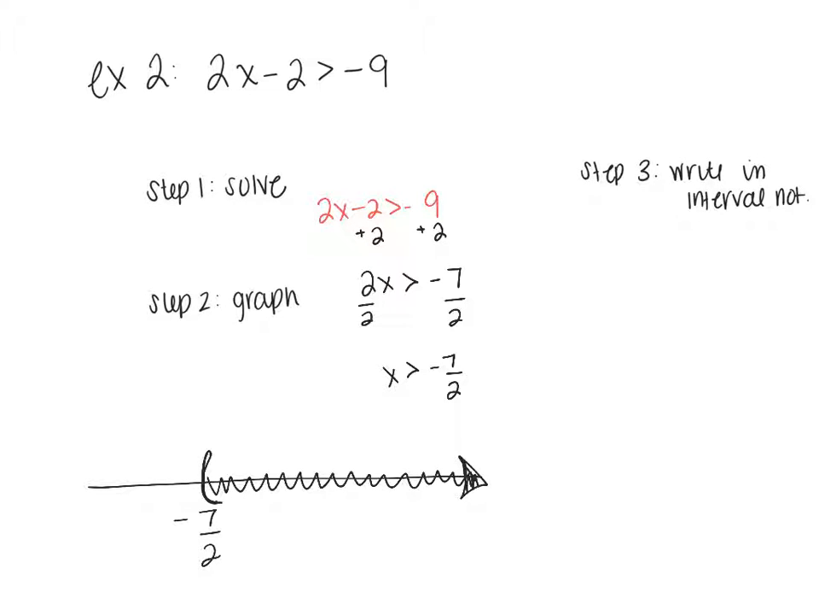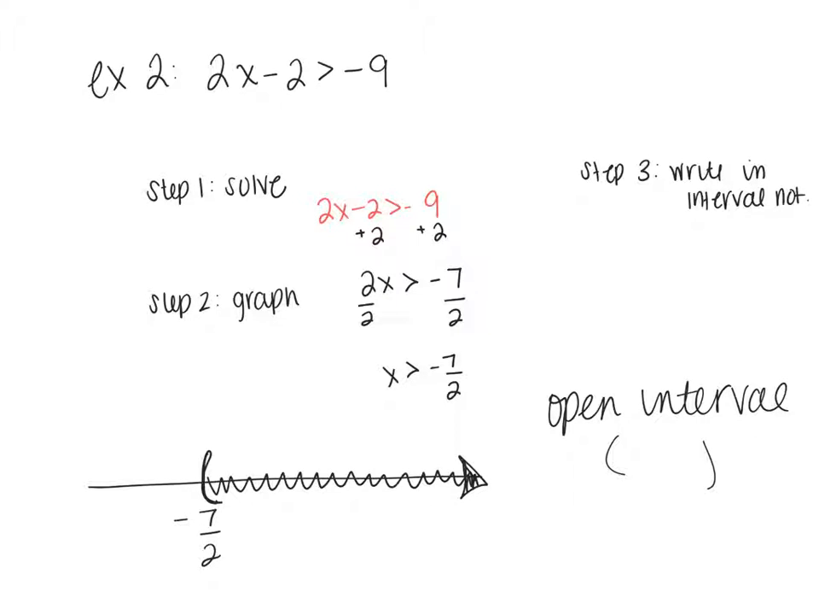Now this is what's called an open interval. Anytime you have parentheses, that's an open interval. Anytime you have brackets, that's a closed interval, and anytime you have a combination of the two, it's called a mixed interval. So you have an open and a closed.